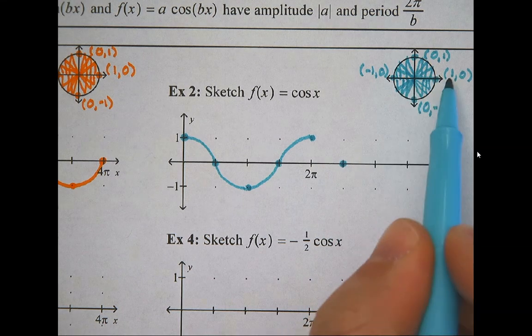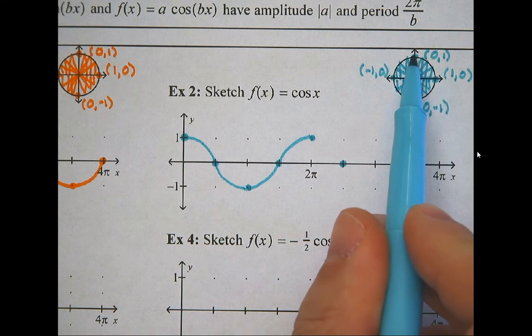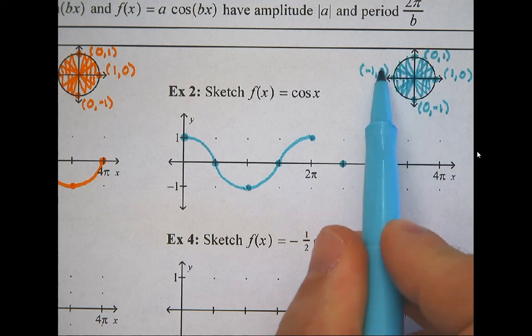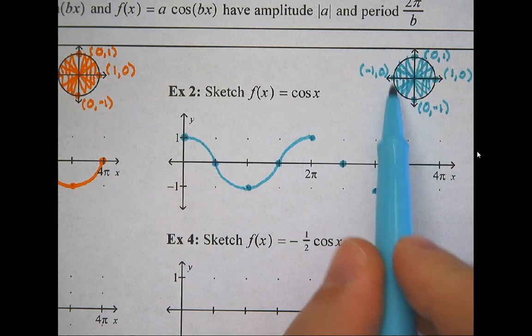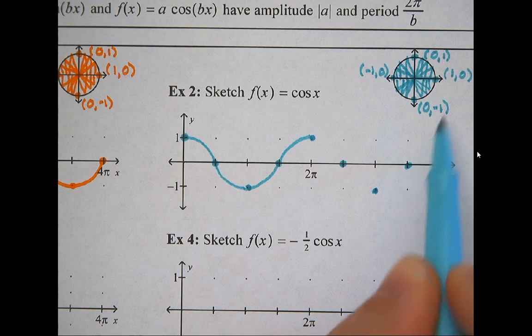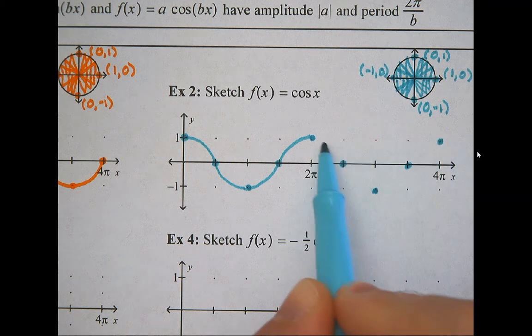So then I would rotate up to 0. I would have an x value of 0. Then I would have an x value of -1. Then I'd have an x value of 0. Then I'd have an x value of 1.